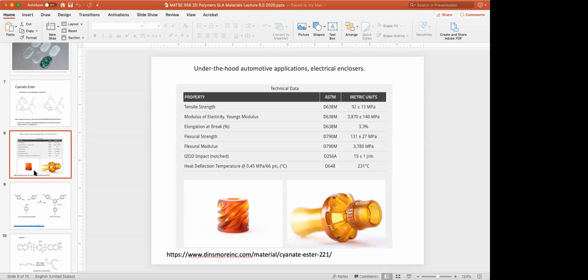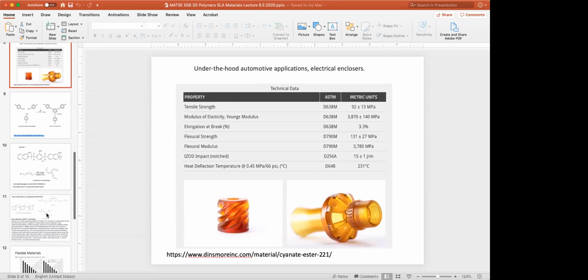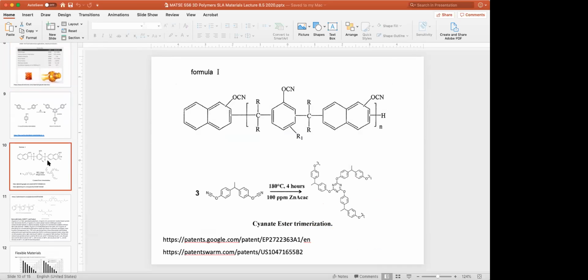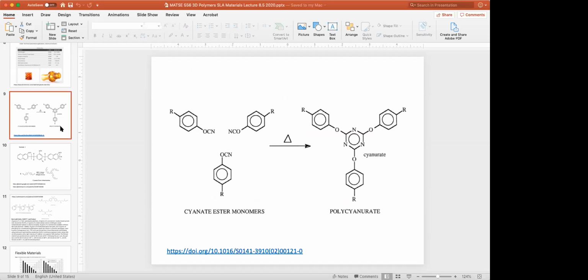So we just talked about this slide. These chemical structures are from these two patents, and I won't be able to draw on this slide, but I'll just talk you through it in the last few minutes here. You see those OCN bonds, those are the same as what we saw in the previous slide. That's the cyanate ester, the OCN that's going to trimerize.